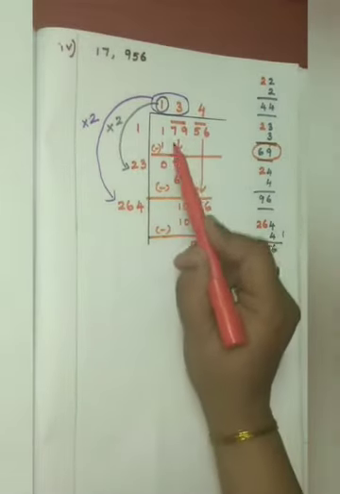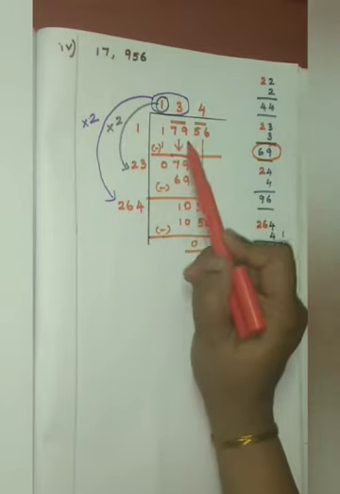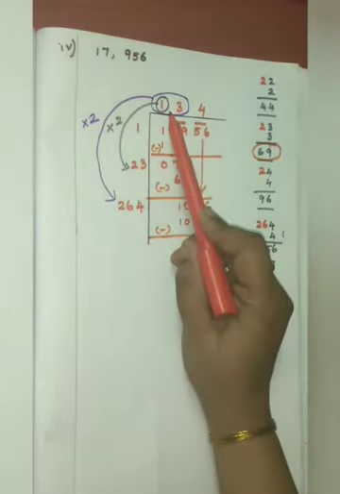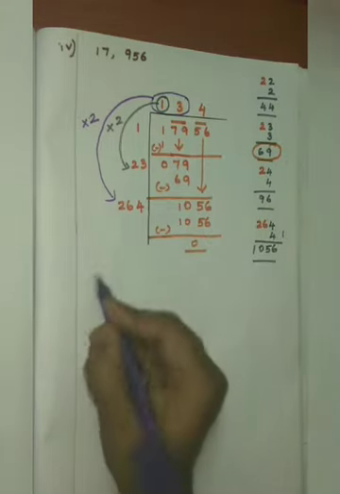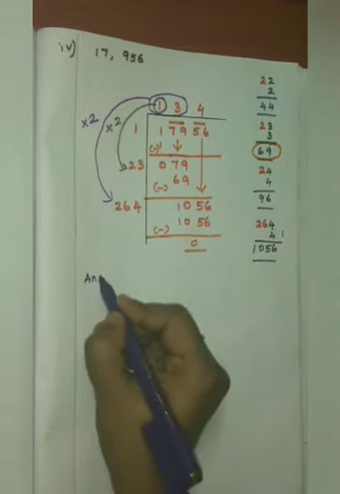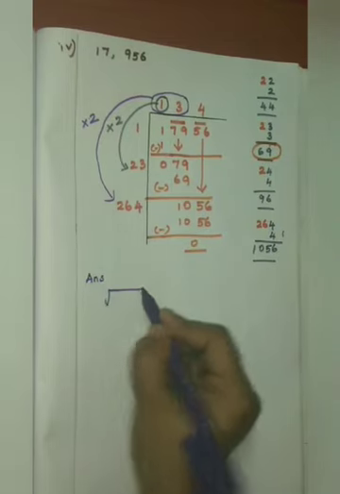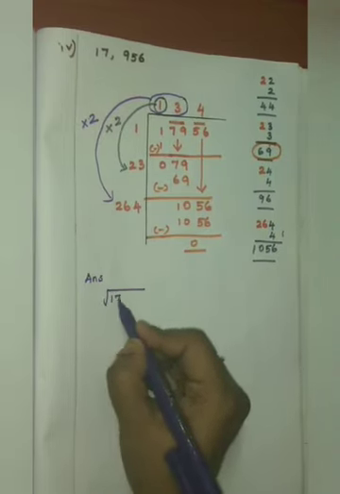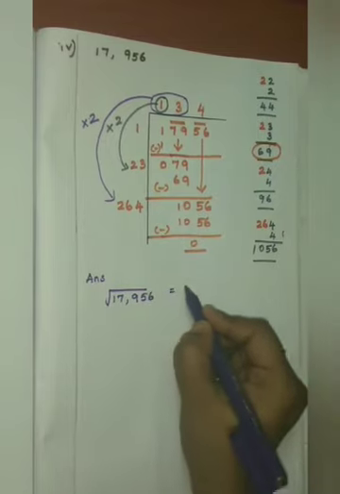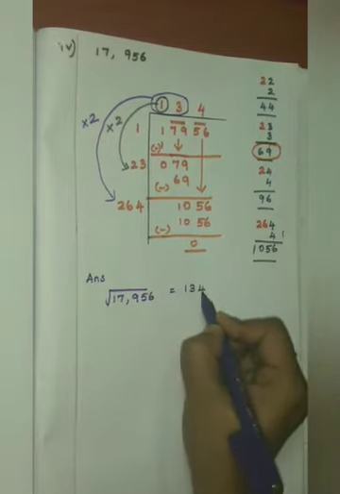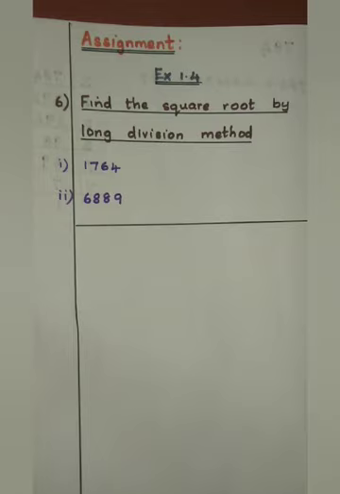So the square root of 17,956 is 134. Answer: square root of 17,956 equal to 134. Similar problems are given as homework.